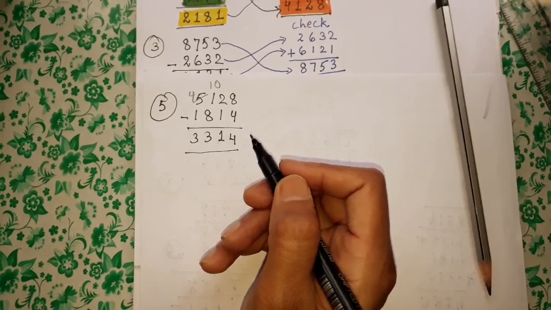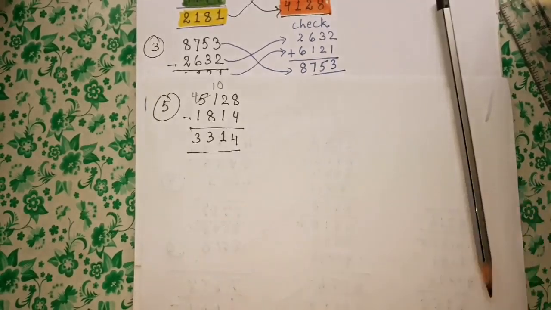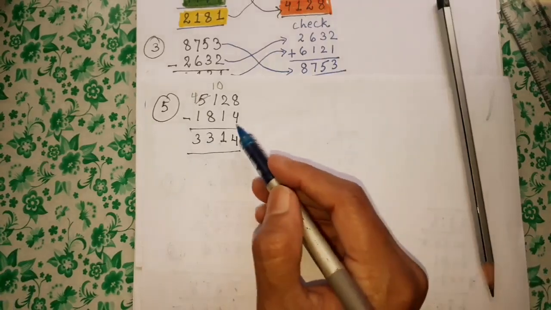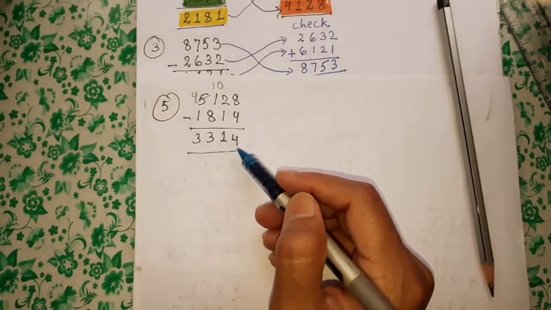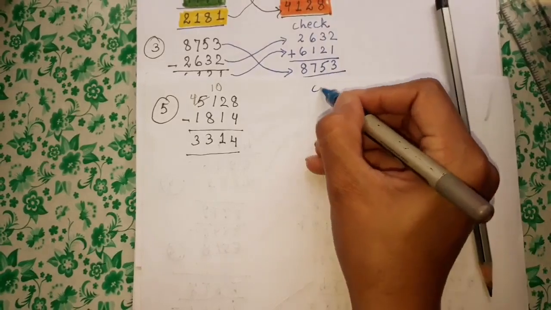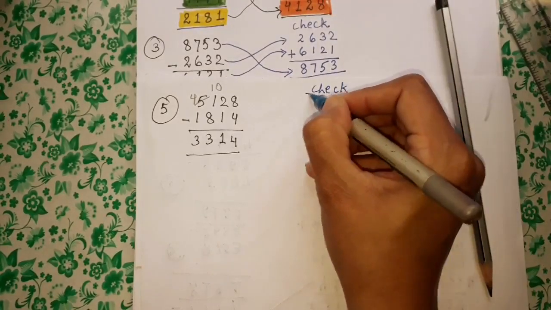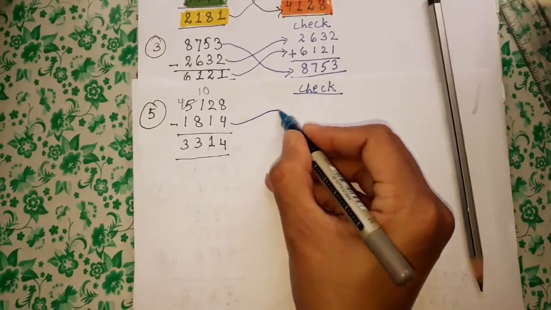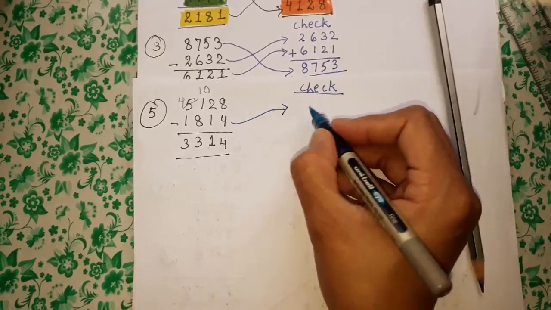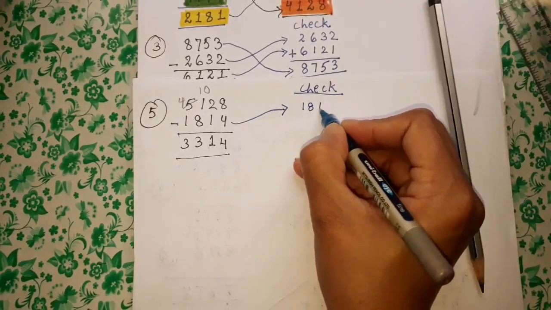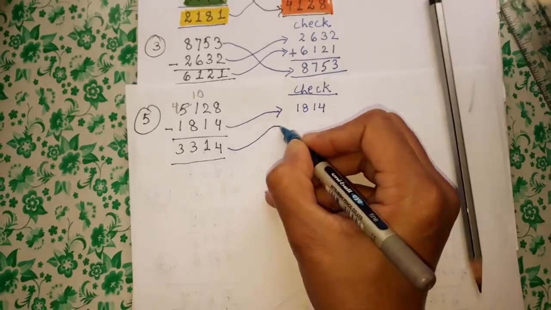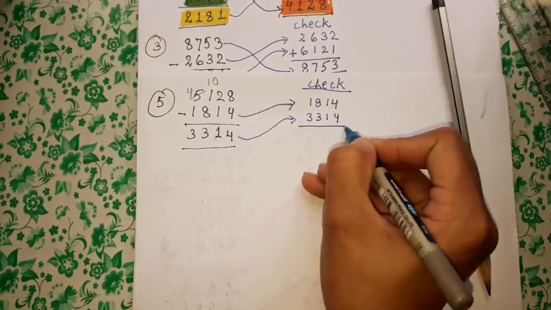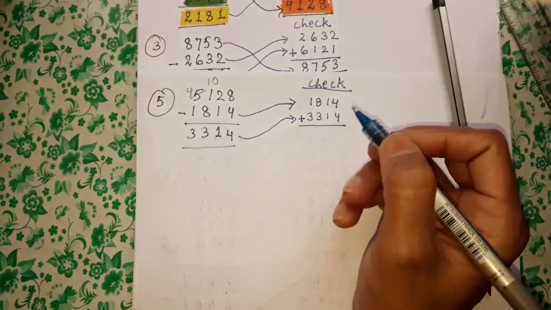Now we have to check our answer. For checking our answer, we have to arrange subtrahend and difference in column. Check. What we have to write here? Check, because we are checking our answer. Write subtrahend 1814 and difference 3314. Next we have to add these two numbers.